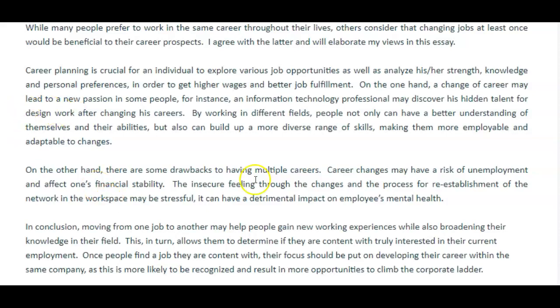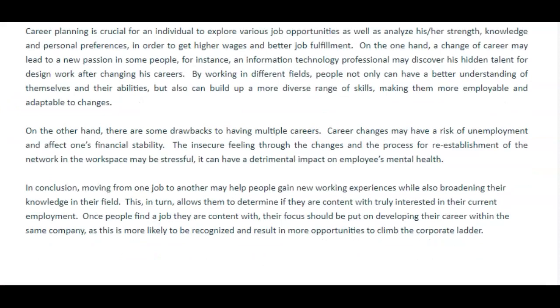Okay, now you've got this tiny little paragraph here, and that's a little concerning. Let's see. On the other hand, there are some drawbacks to having multiple careers. Career changes may have a risk of unemployment and affect one's stability. Why? The insecure feeling through the changes in the process for reestablishment of the network in the workplace may be stressful, and as a result, it can have a detrimental impact on the employee's mental health. All right, this is really underdeveloped for me. You've got essentially 3 sentences in this paragraph.